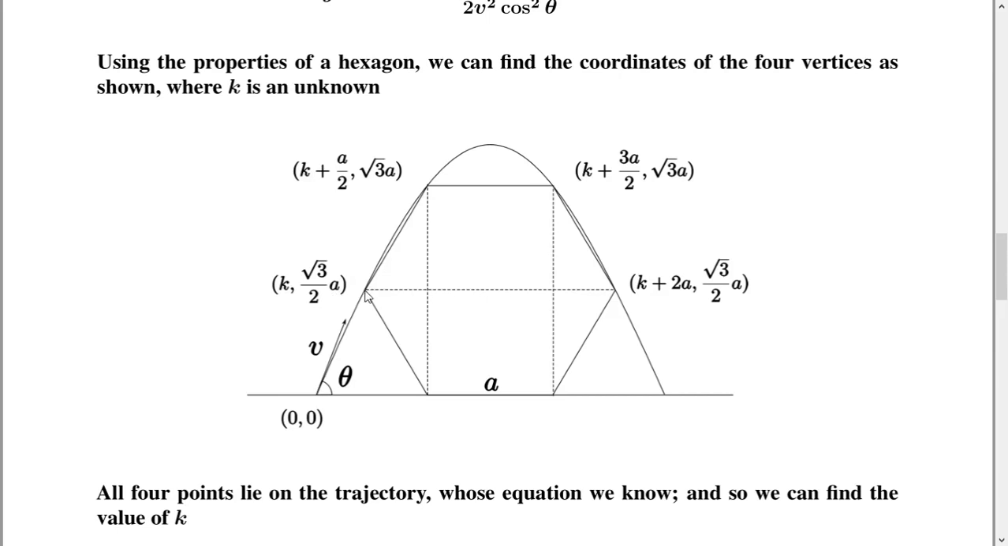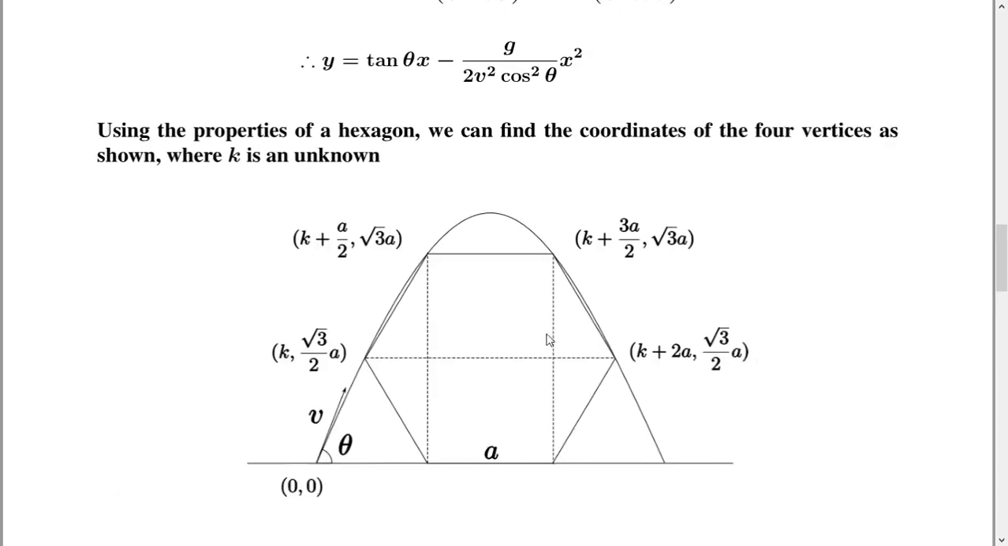So the height of this point is going to be root 3 by 2 a. Why? Because in a hexagon, this angle is 120 degrees and this is a right angle, and therefore this is 30 degrees. If this is 30 degrees and the hypotenuse is a, then this is going to be root 3 by 2 a, the height of this triangle. And therefore the y coordinate of this vertex is root 3 by 2 a. This point is therefore k comma root 3 by 2 a. Using similar arguments, you can find the coordinates of the other 3 vertices.